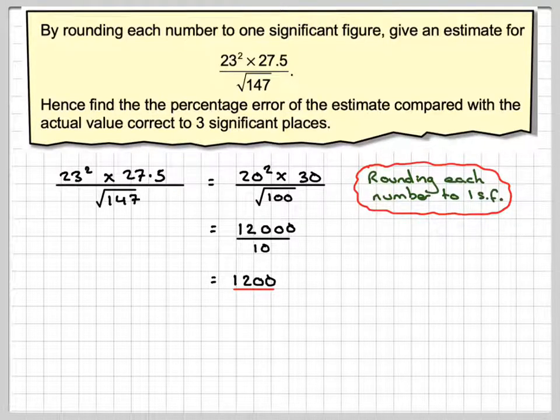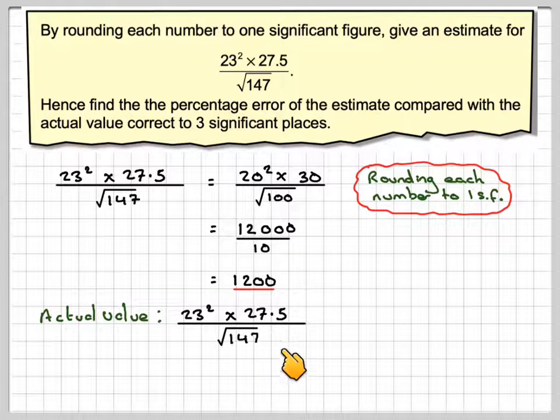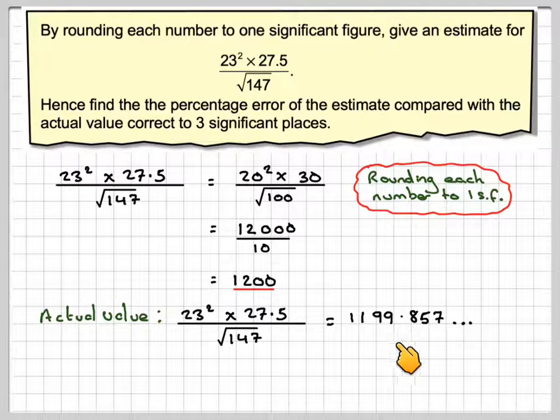Now we have to find the percentage error. So if we take our actual value of 23 squared times 27.5 over the square root of 147, the calculator will give us 1,199.857. Use the fraction button on your calculator.